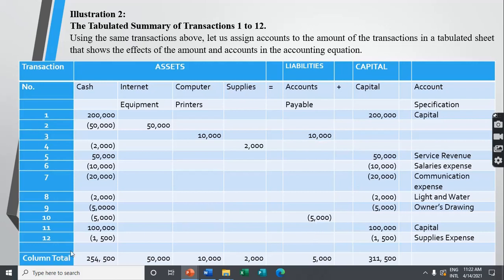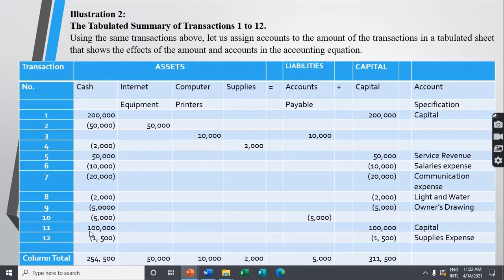Okay? And then, sa transaction number 11 naman, nag-invest si owner ng 100,000. Nag-invest siya ng additional investment, which is 100,000. Ayan, madadagdagan yung asset mo under cash, and then madadagdagan din yung capital mo. Kasi that is considered your additional investment. Okay? So, dito.